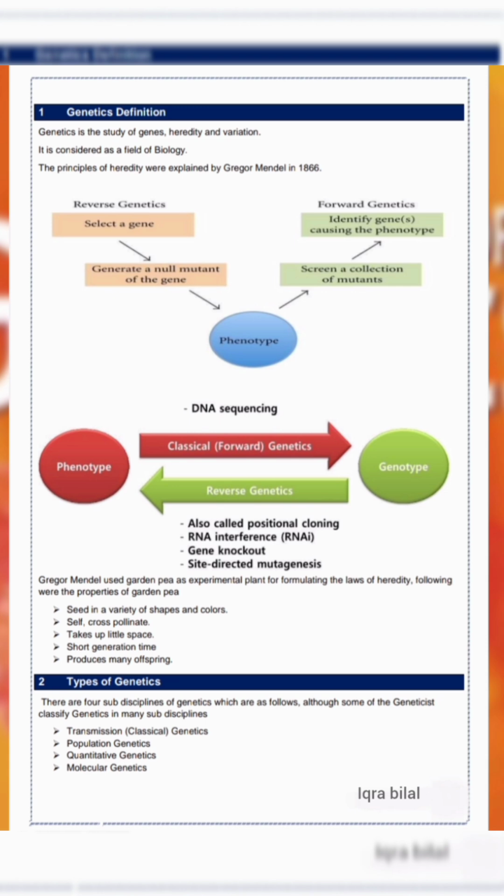The principles of heredity were explained by Gregor Mendel in 1866. Genetics is the study of how genes and traits are passed down from one generation to the next. Our genes carry information that affects our health, our appearance, and even our personality. Genetics is the science of genes and how traits are passed on from one generation to the next.